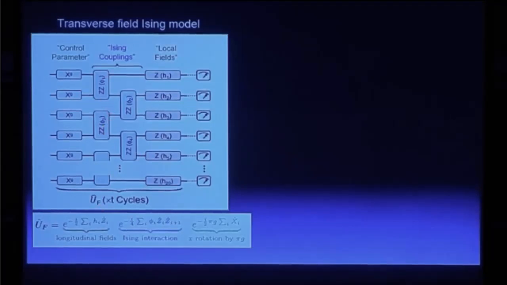This is a C phase gate. When phi is pi, this becomes the famous CZ gate, followed by a layer of local fields on individual qubits, which we use to introduce the disorder. And this is the exponential form, the Hamiltonian, if you are more familiar with that.